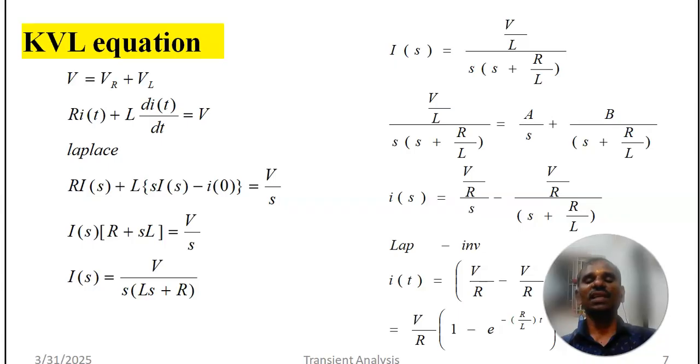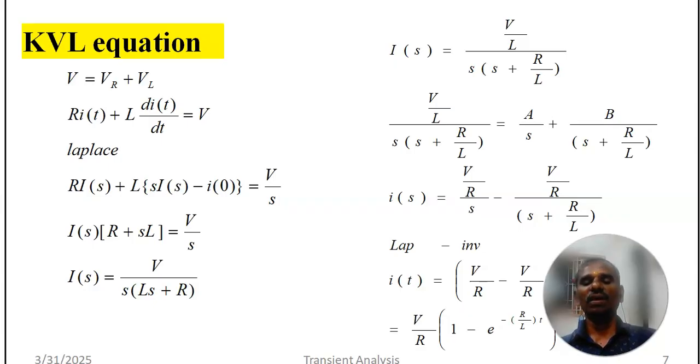So we can use A divided by s plus B divided by s. If you find the value, for A it is V divided by R, whereas for B it is minus V divided by R. So substitute in the equation. So I of s. So take Laplace on both sides. So I of t is equal to V divided by R minus V divided by R into e power minus R divided by L into t, which is your current.